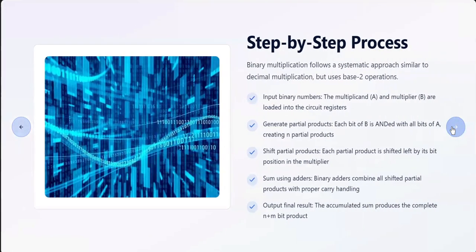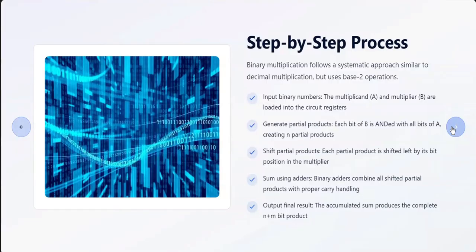Okay. Now I'm going to explain a step-by-step process of how binary multiplication works. Binary multiplication works in a way that is very similar to decimal multiplication, but instead of digits from 0 to 9, binary numbers have only two digits, 0 and 1. The key rules of binary multiplication are very simple. 1 times 1 equals 1, 1 times 0 is 0, 0 times 1 is 0, and 0 times 0 is 0. So the multiplication itself is done just using AND logic.